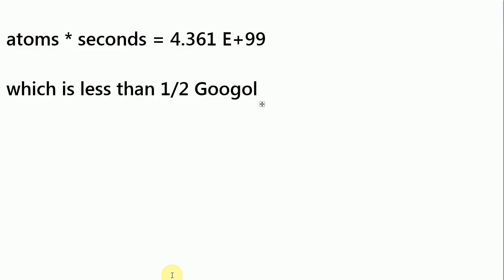Well, let's suppose we multiply the number of atoms by the number of seconds. What we're going to get is something like 4.361 e plus 99, and that is still less than half a Google. So even if the entire universe were some supercomputer dedicated to producing the pictures that could be displayed on my monitor, and each atom was focusing on a separate series of pictures, and it began from the beginning of the universe, it would still be hardly done at all. Because as you know, the number of images my monitor can display is so much bigger than a Google.